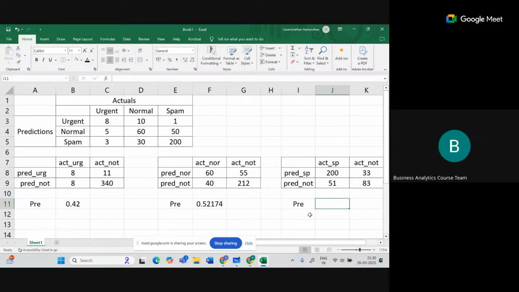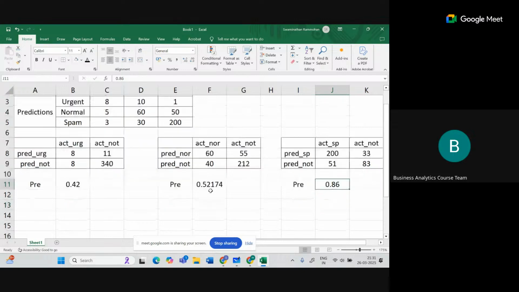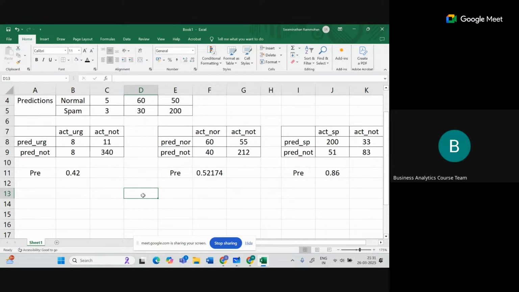Similarly, the precision for this class will be something like 0.86. You can calculate. So this is precision for urgent, precision for normal, precision for spam. This is like micro averaging. If you want to calculate the precision for the entire model, not for a particular class, then what you can do is, let's call this predictions.